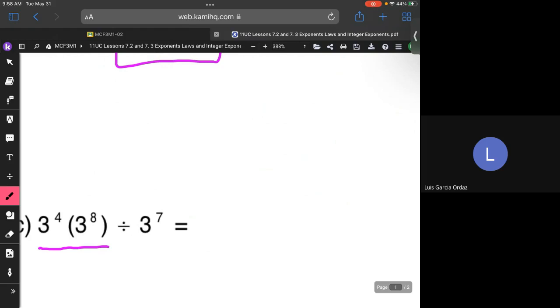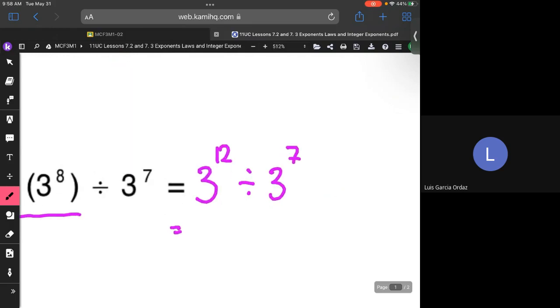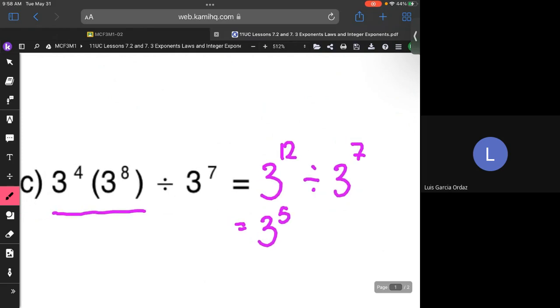Yep, we only multiply exponents when we have a power raised to a power. So we have 3 to the power of 12, and then we still have divided by 3 to the 7. So what would that give me? Wait, why is it 3 to the 12? Because for 3 to the power of 4 times 3 to the power of 8, all you're doing is adding these exponents together, because you're multiplying exponents with the same base. So the first rule.